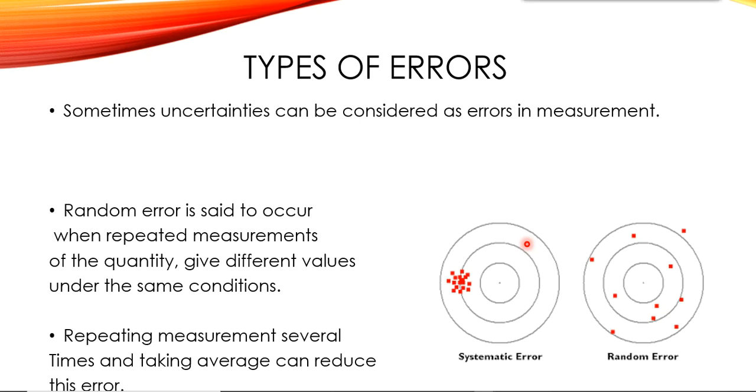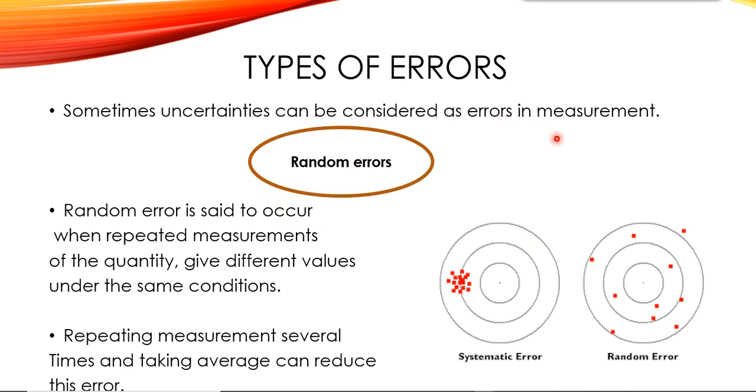After that, the types of errors. What are the different types of errors? There are two different types of errors: one is random errors and the second is systematic errors. Sometimes uncertainties can be considered as errors in measurement. Random error is said to occur when repeated measurements of a quantity give different values under the same conditions. Repeating measurements several times and taking the average can reduce this error.